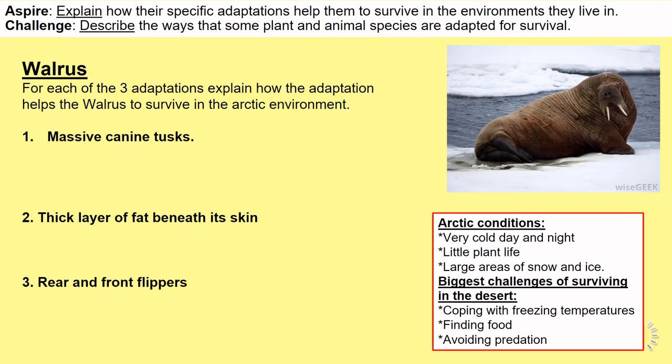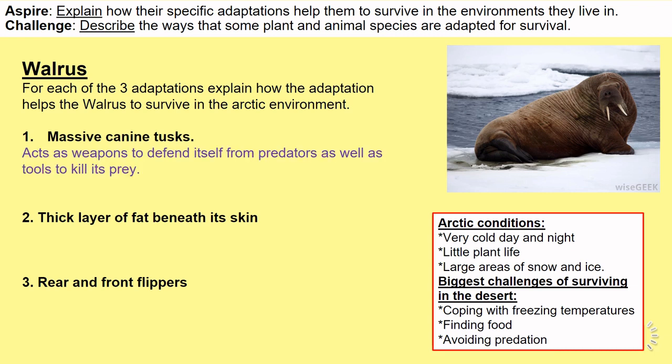Okay, brilliant. So these massive canine tusks act as weapons to defend themselves from predators, but they also act as tools to help it to kill any prey it catches. The thick layer of fat beneath the skin, we used the word blubber, didn't we, with the previous species? Again, it insulates the walrus in the freezing temperatures and prevents its inner body temperature from dropping too low by acting as a layer of insulation.